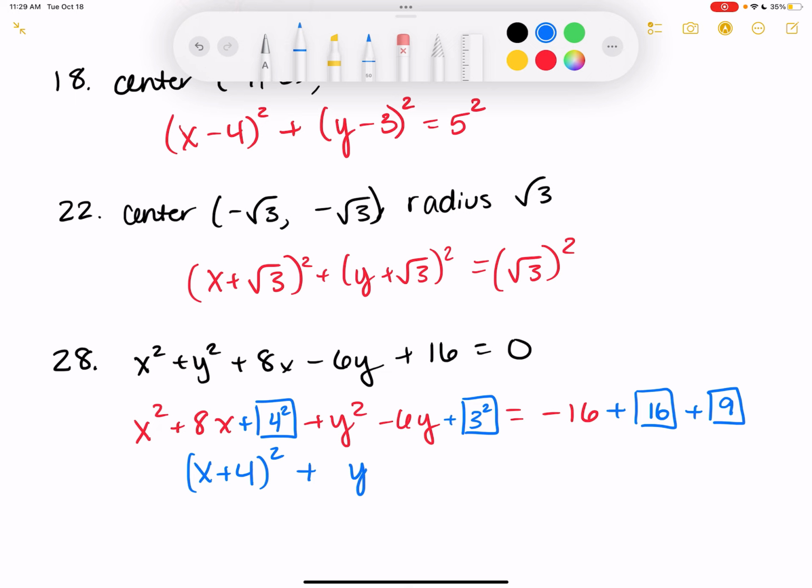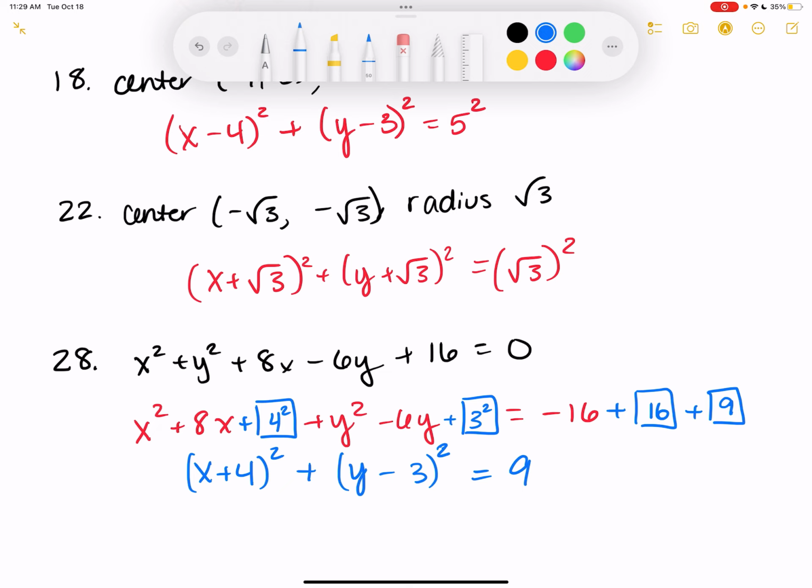I have no idea. Oh, 9. Oh, okay, so it's 3 and 3. So minus 3 and minus 3. Yep. Equals, what's left on this side? 9. Go team. Do you set both equal to 9 now?